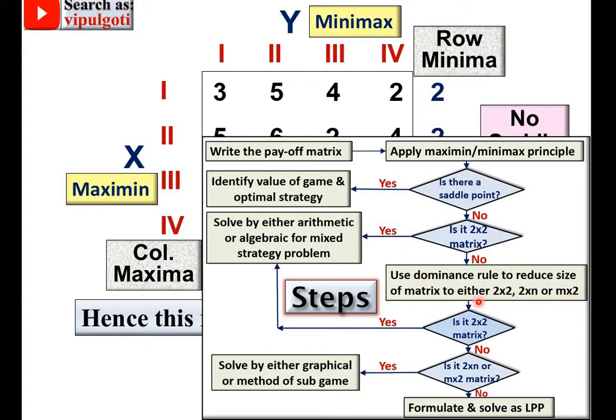So we first try to reduce the size of the matrix by the dominance rule up to 2 by 2. If it is not possible, then you can reduce the size up to 2 by n or m by 2. So now I am going to apply the dominance rule to this payoff matrix. And for the dominance rule, you have to remember this important note. Here it is written R minimum, that means row minima, and C max, that means column maxima, should be eliminated.